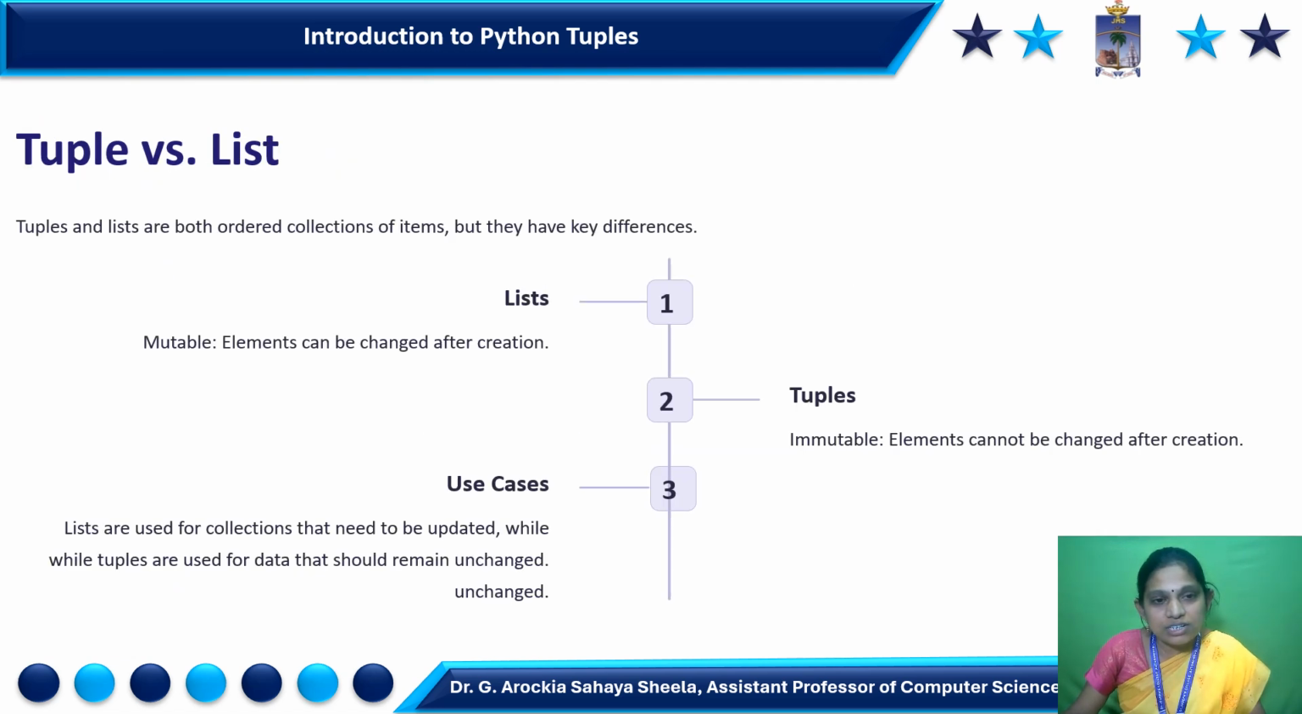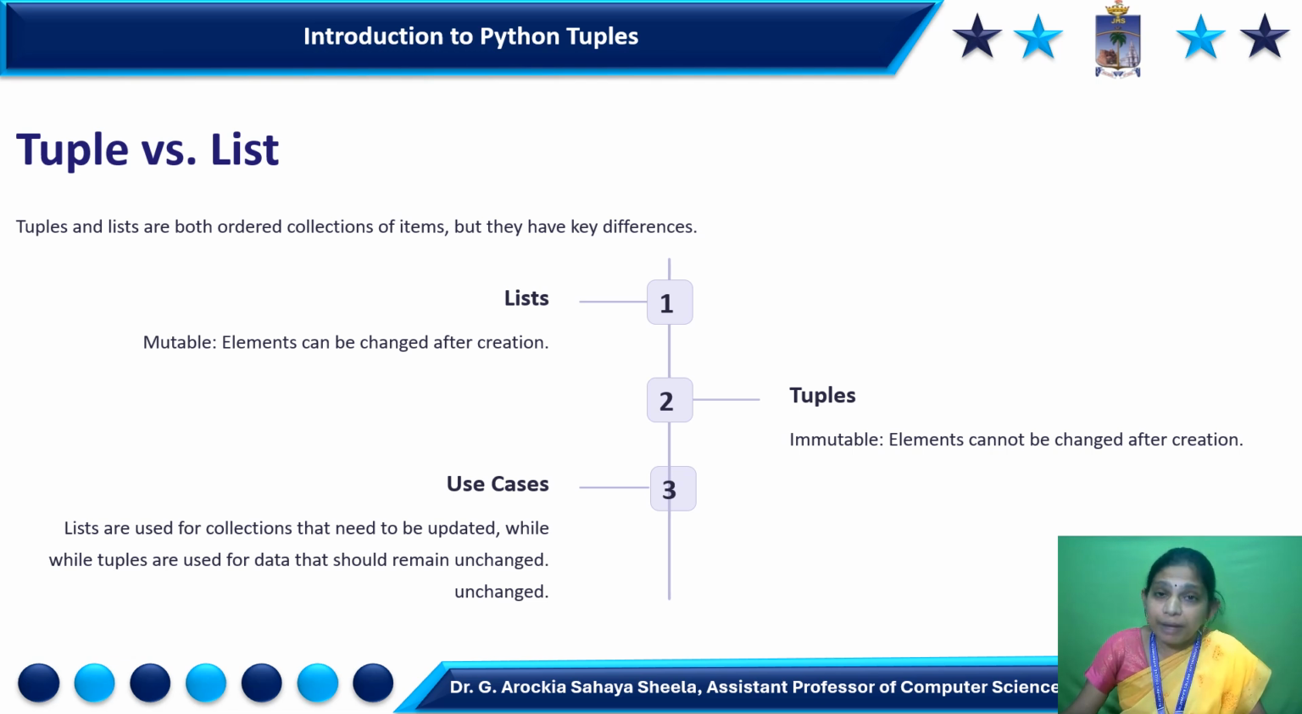The next one is tuple versus list. Tuples and lists are both ordered collections of items, but they have some key differences. For the first one, we take the list. It's mutable. Elements can be changed after creation. Whereas tuples are immutable. Elements cannot be changed after creation. For the use cases, lists are used for collections that need to be updated, while tuples are used for data that should remain unchanged.